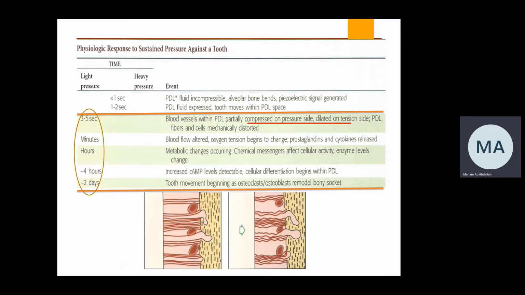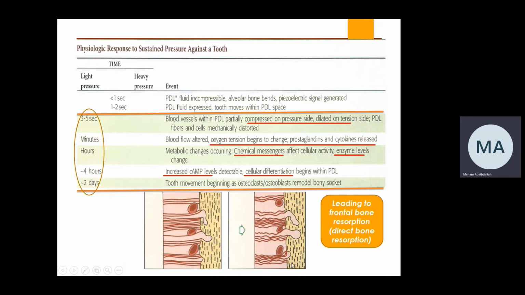Okay, so this is showing you the area of tension where the diameter of the blood vessels will partially reduce. Okay, they will be squeezed, and this will affect blood flow. They will be compressed, yes.